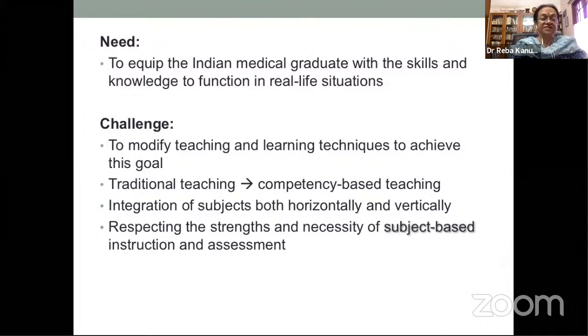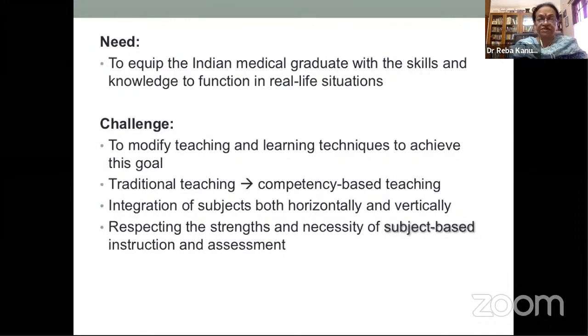So therefore, the challenge that has come to us is now to modify the teaching and learning techniques to achieve this goal. So how do we go about that? We already have a traditional teaching methodology through several textbooks, notes, etc. But now we need to change that to a competency-based teaching. And how do we do it? We need to integrate the subjects both horizontally and vertically, by which I mean that instead of teaching them in silos, in compartments, we need to integrate horizontally with our allied subjects like pathology, pharmacology, and also we need to integrate very effectively vertically, like medicine, surgery, pediatrics, etc.